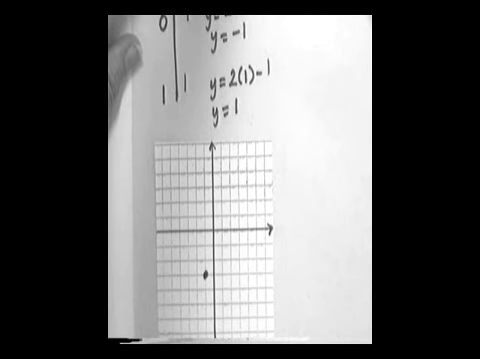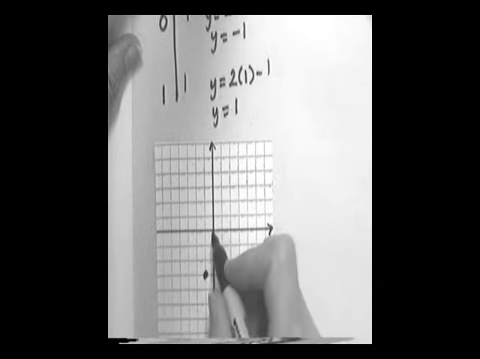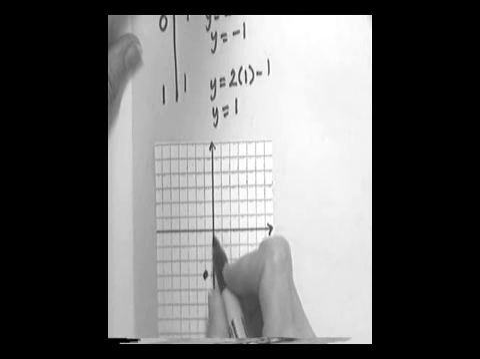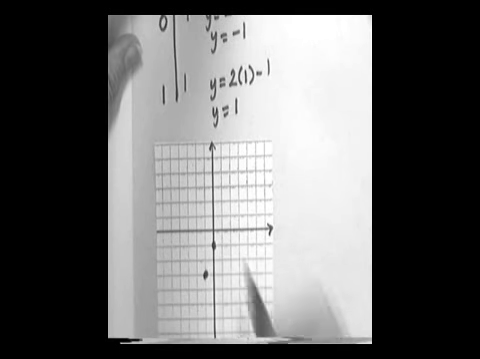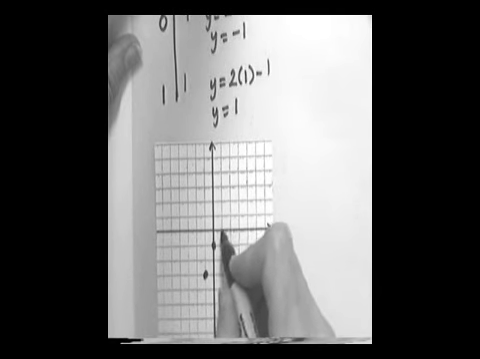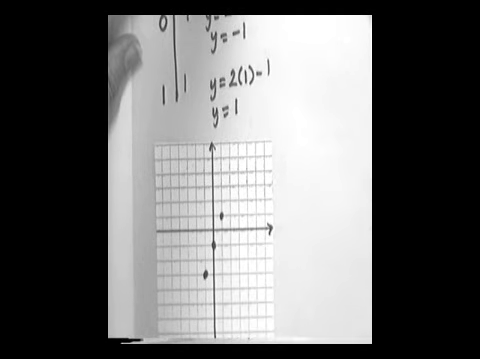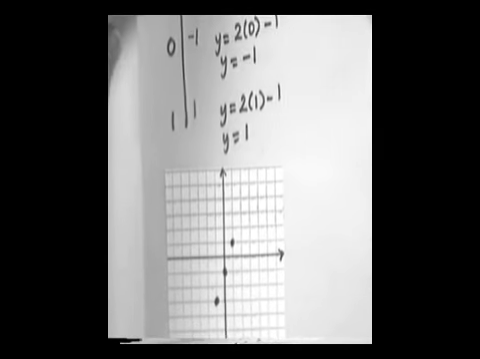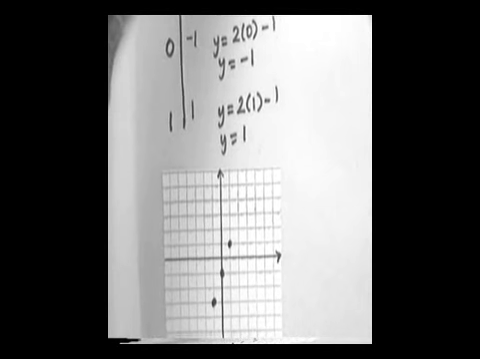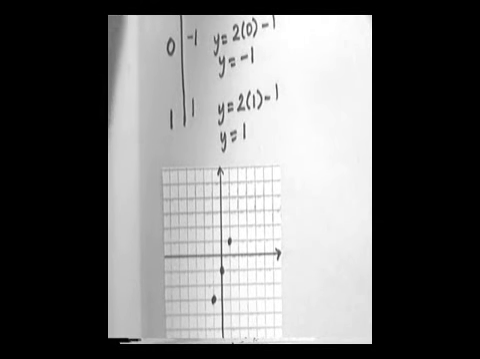The next point is 0, -1. Start at the origin, count none sideways and down 1. So there's 0, -1. And then the point 1, 1. Start at the origin, count 1 to the right and up 1. The 3 points do line up, and so I can draw the boundary line.